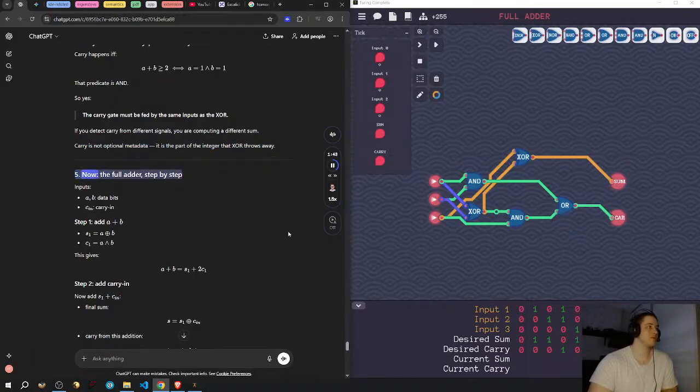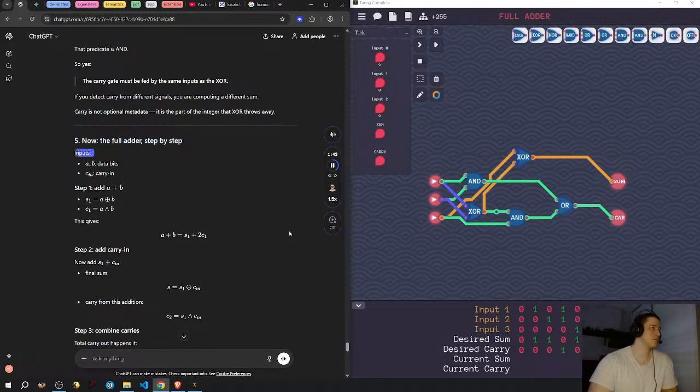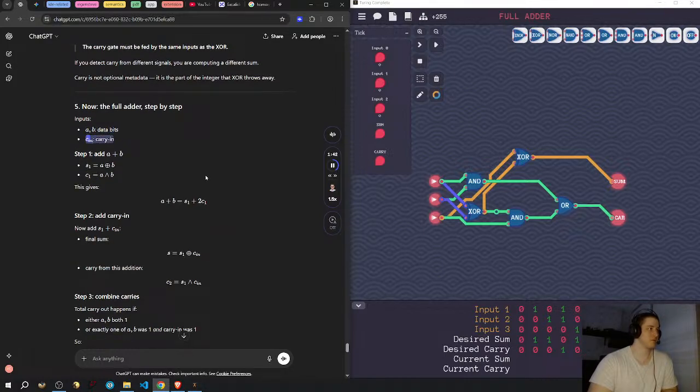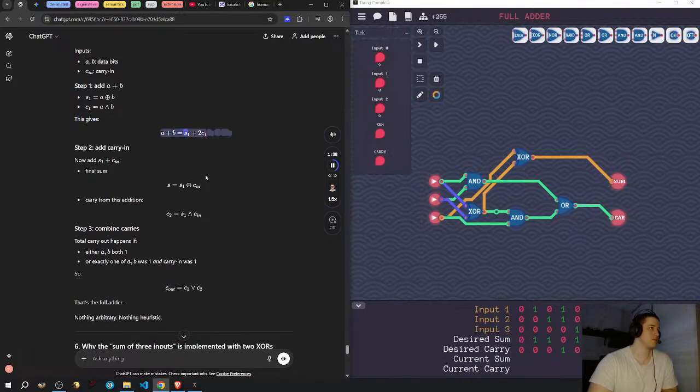5. Now, the full adder, step by step. Inputs. A, B, data bits. Cin, carry in. Step 1, add A plus B. S1 equal to A XOR B, C1 equal to A AND B. This gives A plus B equal to S1 plus 2 C1.